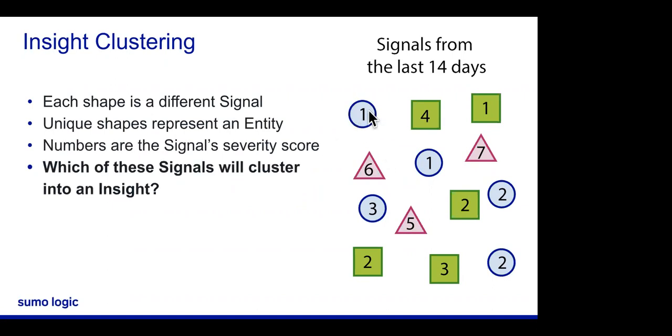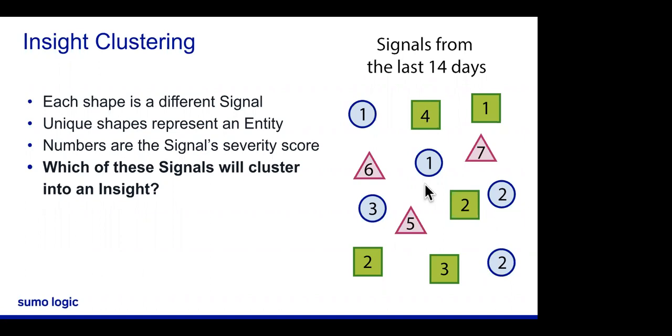So if I look at all my circles here and I add my circle scores up, these are all alerts, my circles. So 1 + 1 + 3 + 2 + 2, that gives me a total of 9. If I look at my green squares, I add those up, 4 + 1 + 2 + 3 + 2, gives me a total. If I look at my red triangles, I add those up.